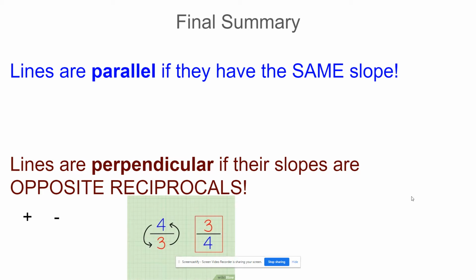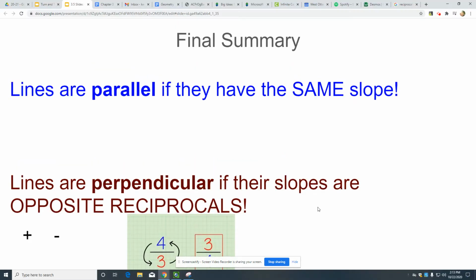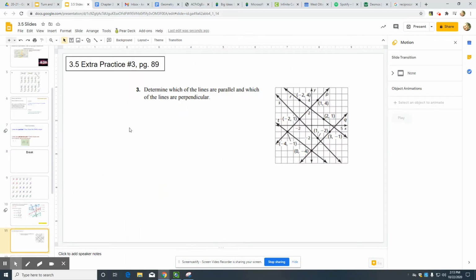of each other. For example, if one of the slopes was 4/3, to find the reciprocal, you would flip it to get 3/4. And then obviously one would be positive, one would be negative. So we are going to go to our student journal, and we are going to do extra practice number 3 on page 89 for lesson 3.5.